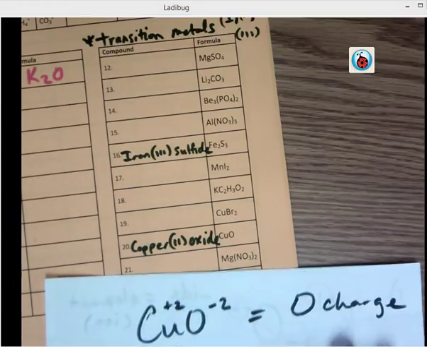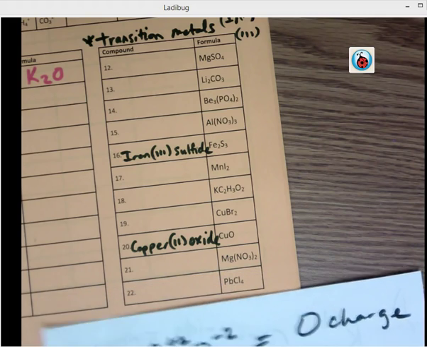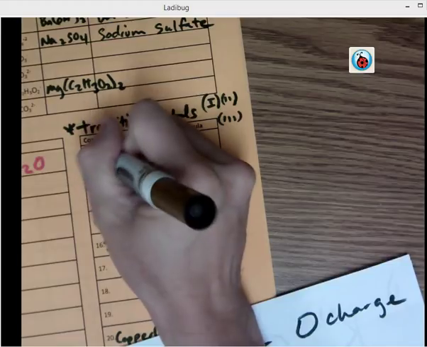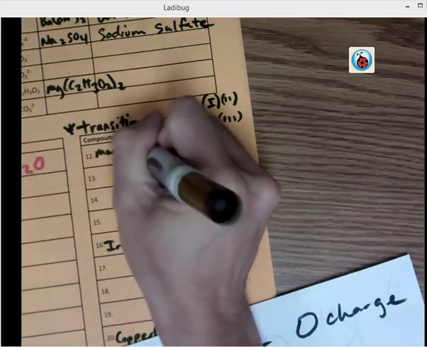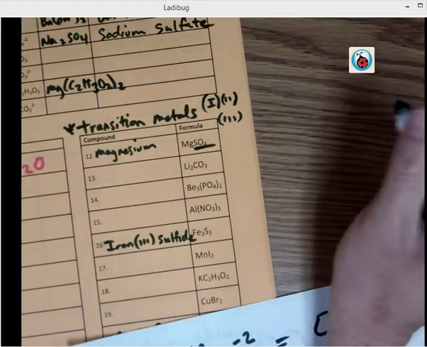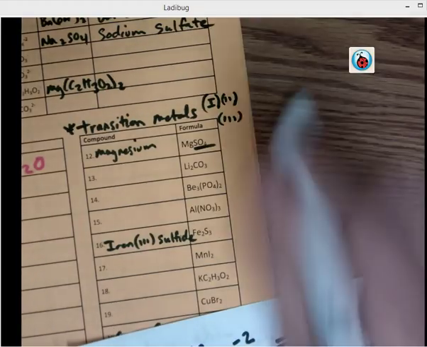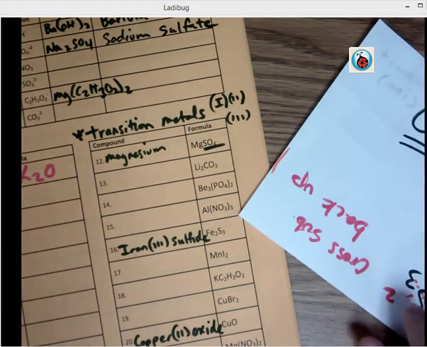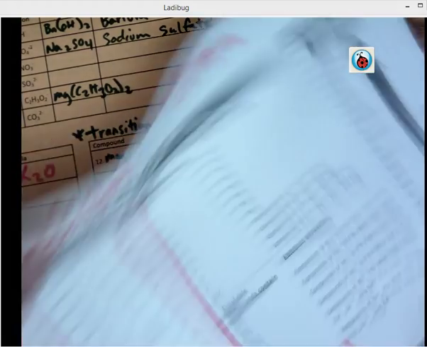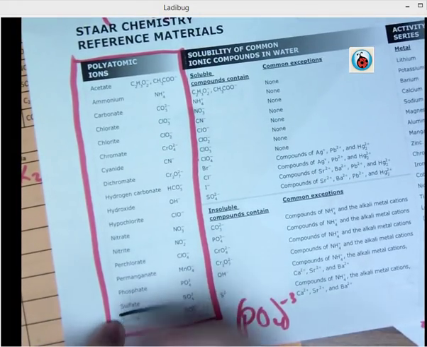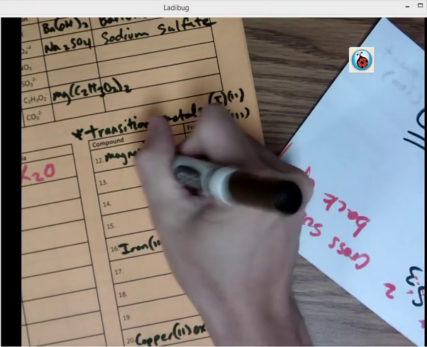The other ones without transition metals, you just name normally. Like the first one here, Mg is magnesium. That's not a transition metal, so you just write magnesium. SO4, that's not an element. That's a polyatomic ion, so go back to the polyatomic ion list. Here it is, find SO4. SO4 is sulfate. So magnesium sulfate.